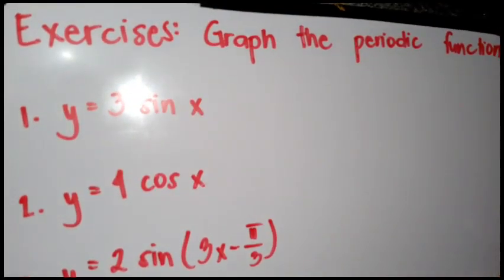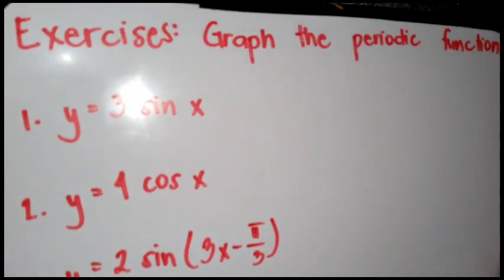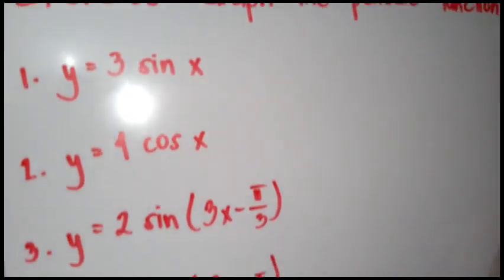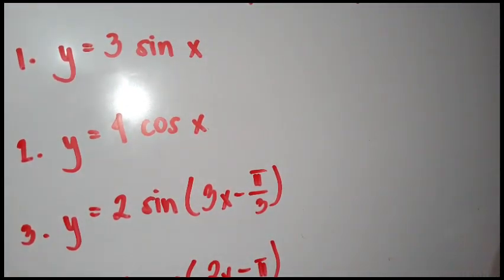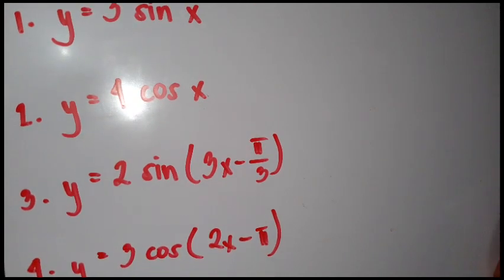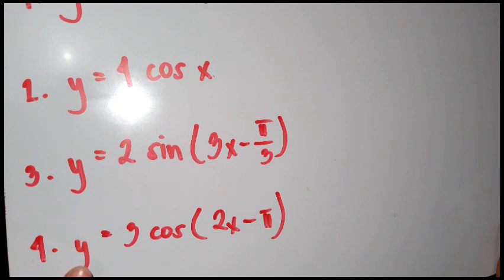I hope you learned something from the lesson that we tackled today, and here are some exercises that you can use in order to assess your learning skills in graphing the periodic functions of sine and cosine. Here are the exercises to graph the periodic function. Number 1 is y equals 3 sine x. We have also y equals 4 cosine x, y equals 2 sine 3x minus pi over 3, and y equals 3 cosine multiplied by 2x minus pi.